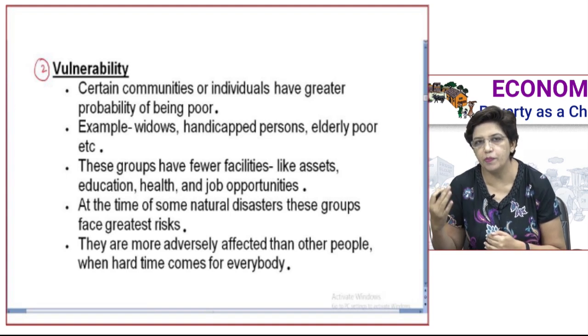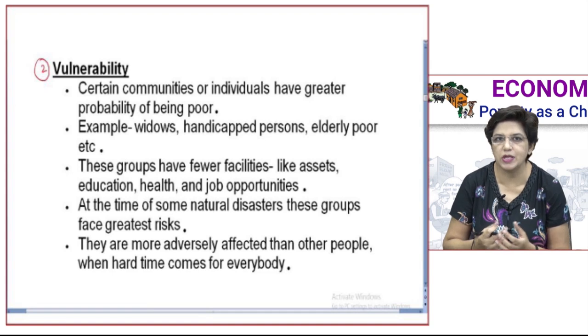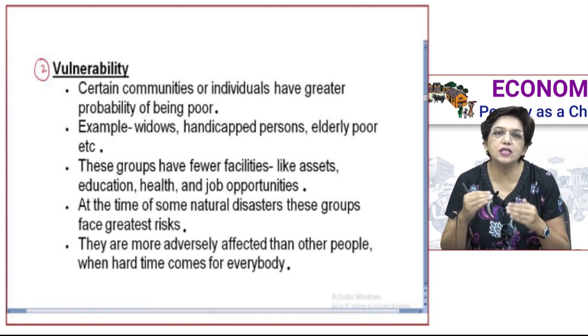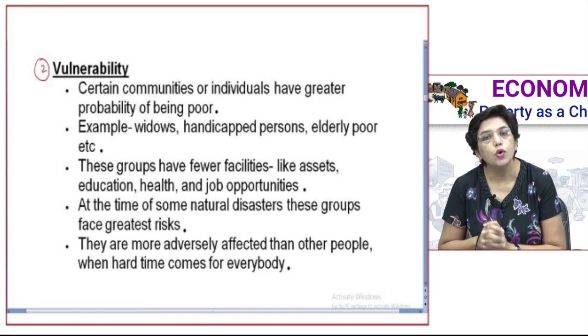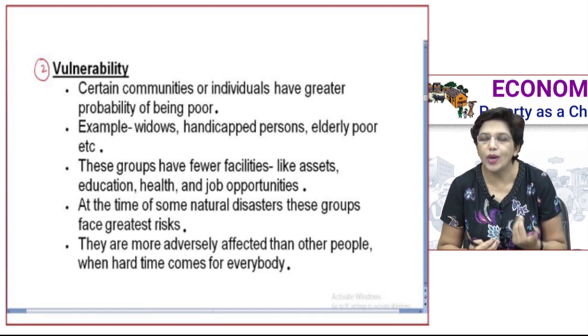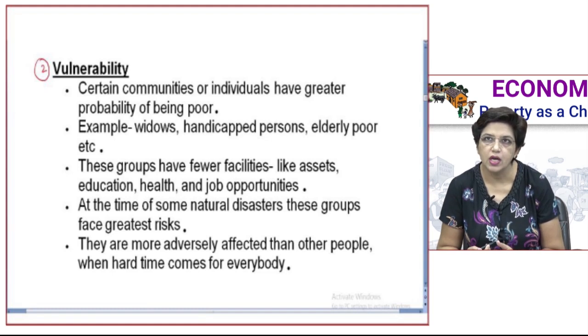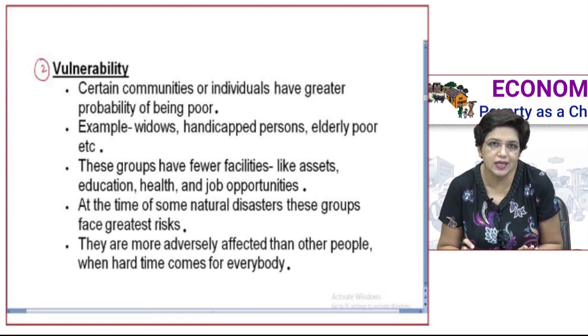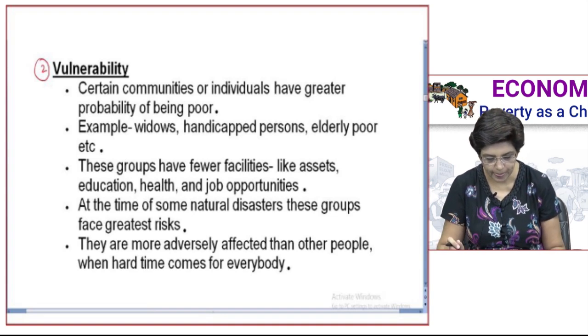Those who are rich or above the poverty line are not much affected. They can use their surplus money to buy the grains. But it is these vulnerable groups, people belonging to these groups, who are more adversely affected when there is a natural calamity or when hard times come for everyone. So social exclusion and vulnerability are two factors which are considered by social scientists to study poverty.